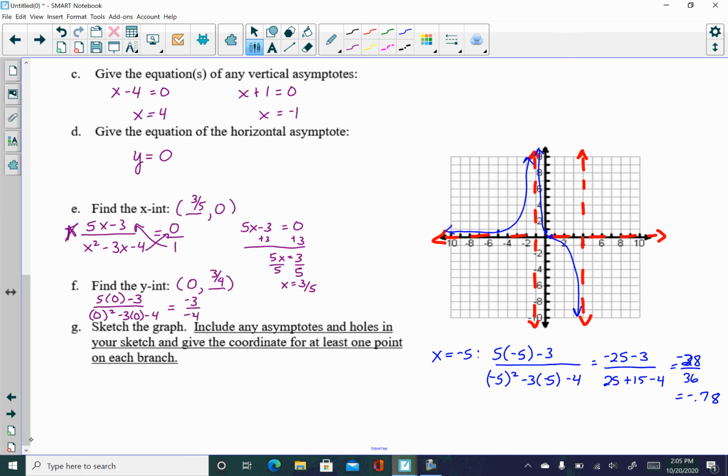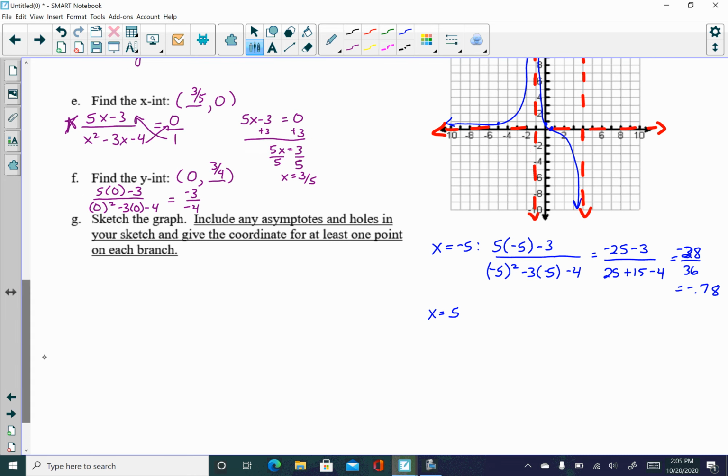We repeat that same process with x equals positive 5. So I go to my function. Everywhere I see an x, this time I'm plugging in positive 5. So that'll be 5 times 5 minus 3 up top. Positive 5 squared minus 3 times positive 5 minus 4. Up top we subtract, so that'll be 25 minus 3. On the bottom, 25 minus 15 minus 4. That'll land us at 22 over 6. Again, just throw that in your calculator, get it approximated.